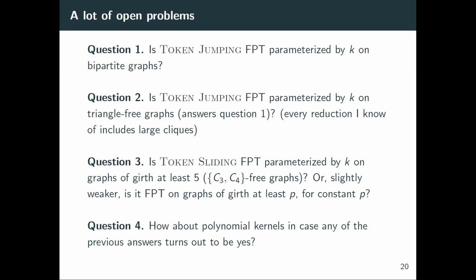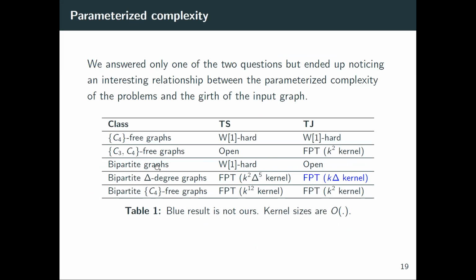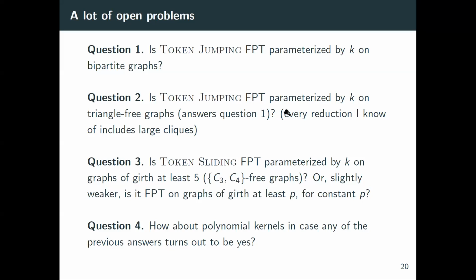I will not be going over the hardness reduction for token sliding on bipartite graphs because it's quite technical. I don't feel a talk is the right place to go over it. But if you go over the reduction, you will see that the two problems really behave differently, and there doesn't seem to be a chance to make the same type of reduction work for token jumping.